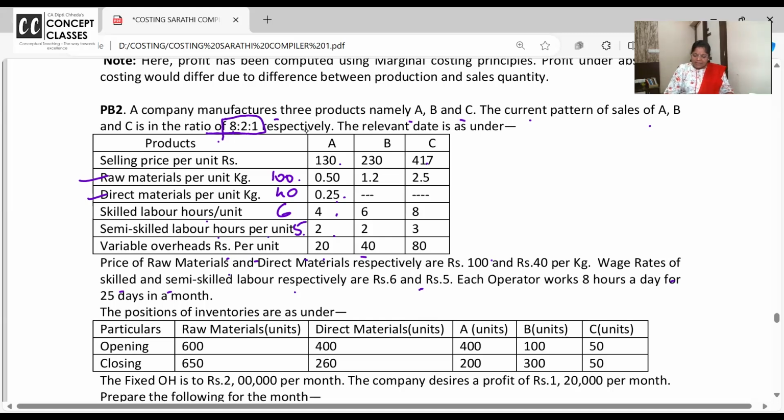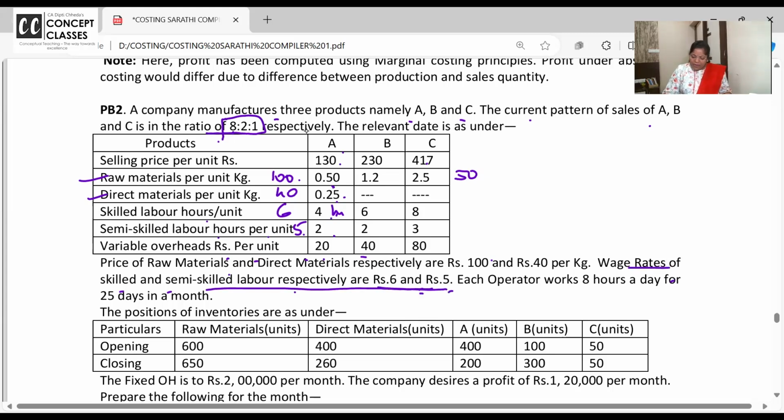Did you understand this? 1 unit requires half kg. 1 kg is 100. तो कितना लगेगा? 50 rupees का raw material. Can you calculate per unit? Yeah. Here the number of labor hours required, एक यूनिट को बनाने के लिए 4 घंटे, and for 1 hour the rate is 6 rupees per hour.